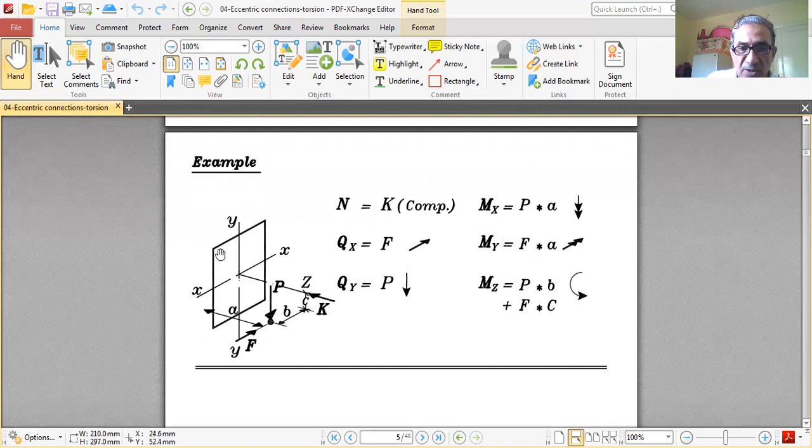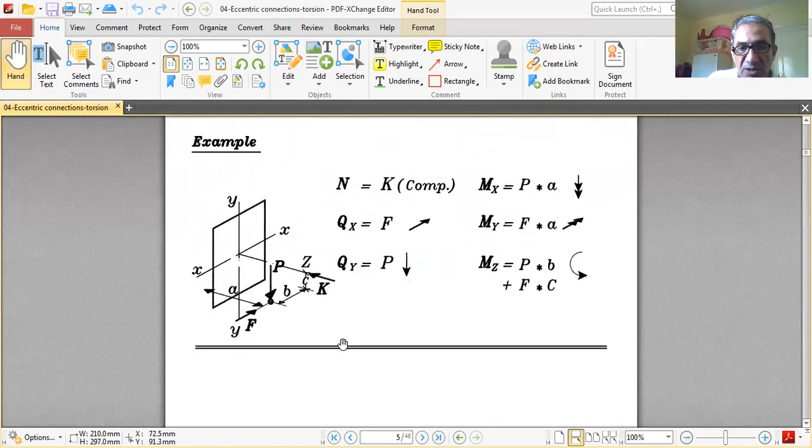K causes compression. So N equals K equals compression. Qx equals F in this direction. Qy equals P down. Mx equals P multiplied by A. My equals F multiplied by A. P by A equals Mx. F by A equals My. Mz equals PB plus FC. Okay. So now we'll just study the straining actions on different sections coming out from different forces at different locations.